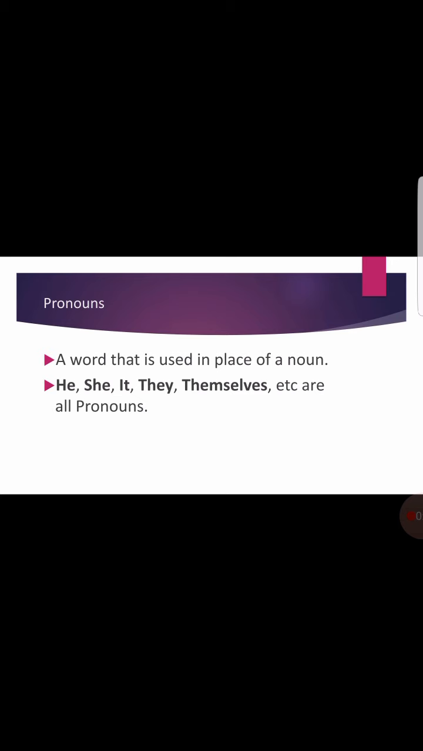First of all, pronouns. What is a pronoun? A pronoun is a word that is used in place of a noun. It is used instead of a noun. He, she, it, they, themselves are all the examples of pronouns.